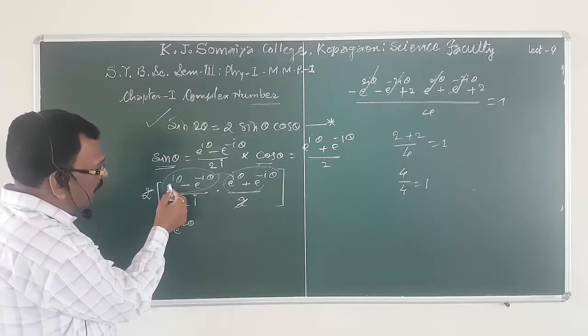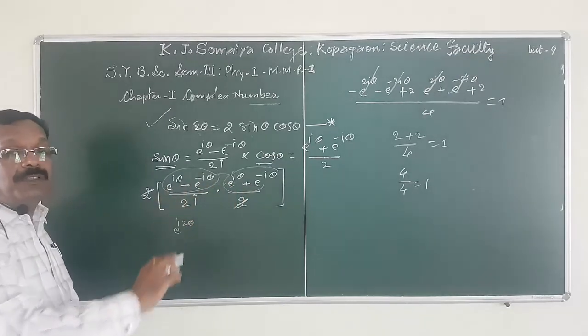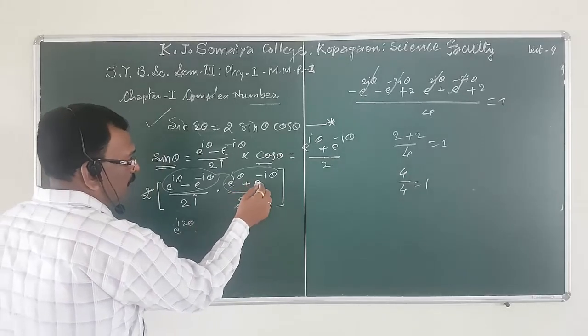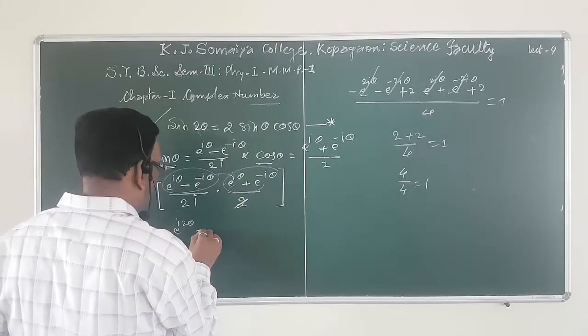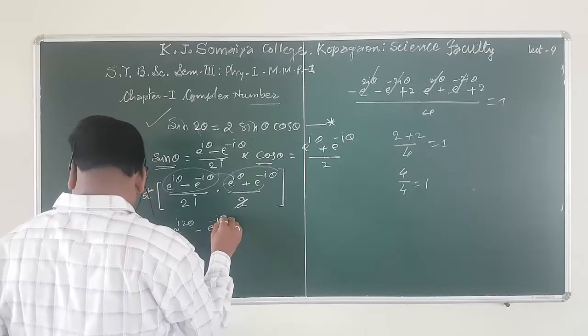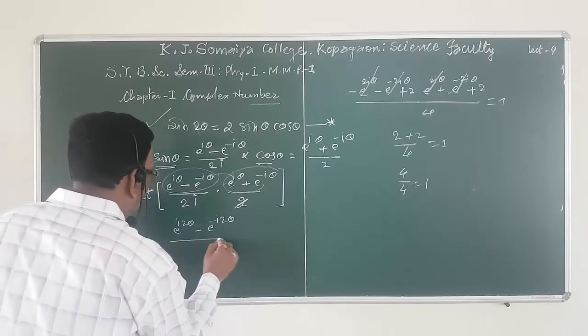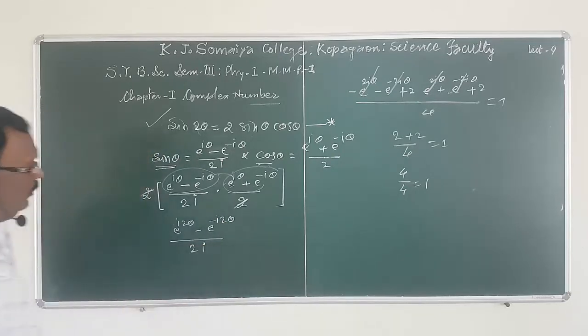Now multiplication of this term with this term and multiplication of this term with this term get cancelled with each other. Therefore, only we have this term into this term, minus e raised to minus I 2 theta, upon 2 I.